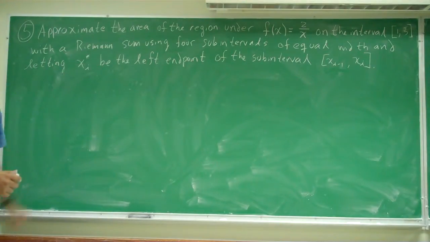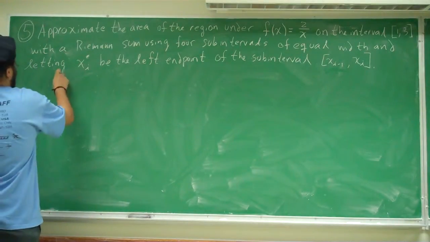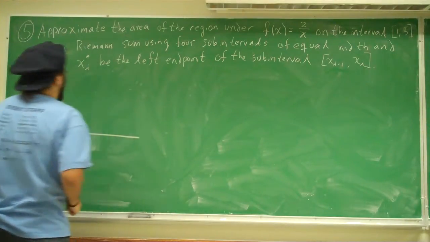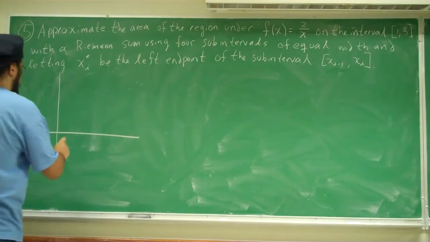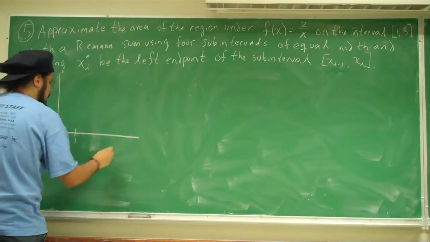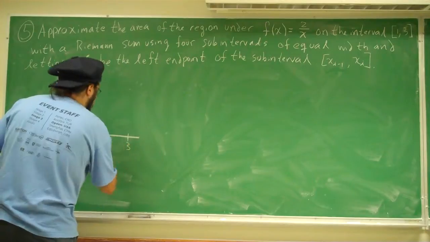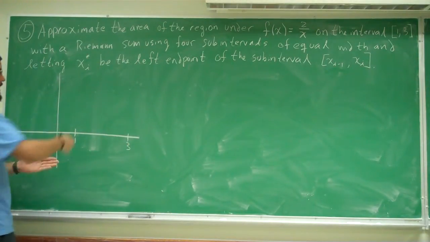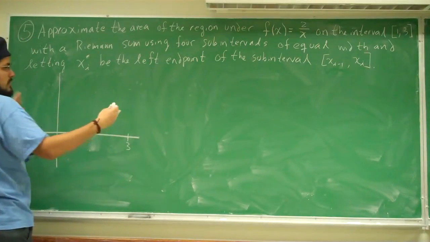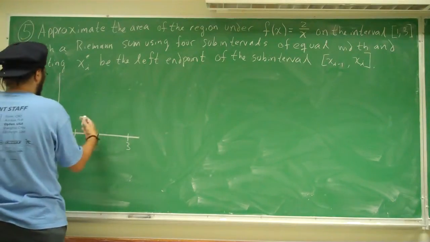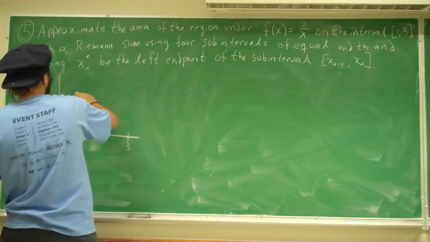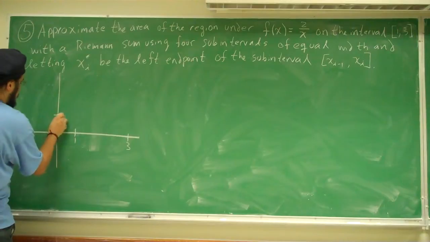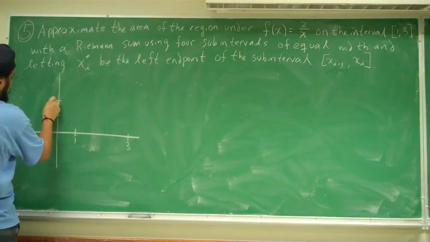So let's look at 2 divided by x. Let's look at this visually. 2 divided by x from 1 to 3. So here's 1, and here let's say it's 3. And 2 divided by x is pretty much 2 times 1 divided by x, and 1 divided by x looks like this. 2 just means you are stretching it. So if you plug in 1 for x, you'll get 2. So here we have 1, here we have 2.